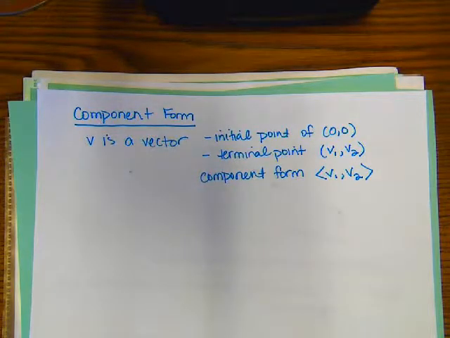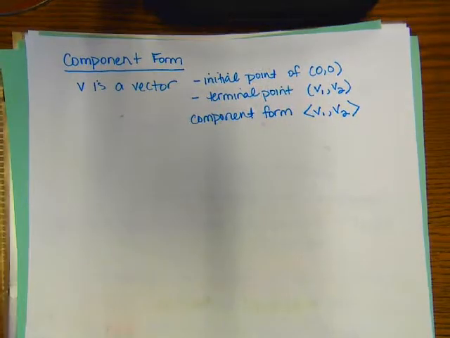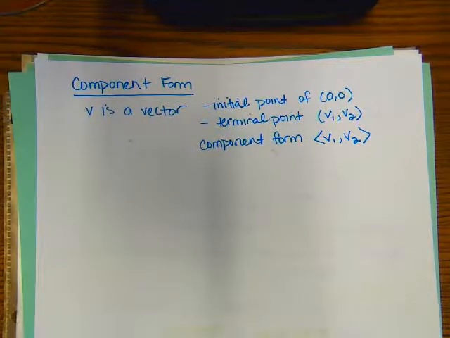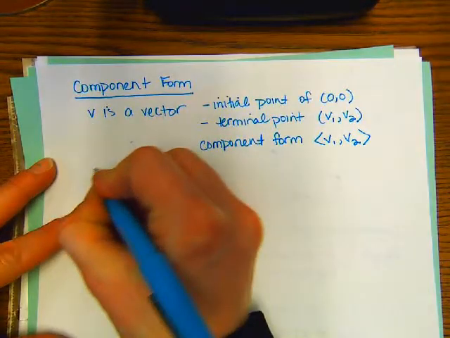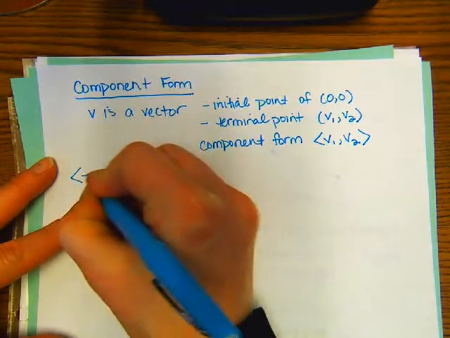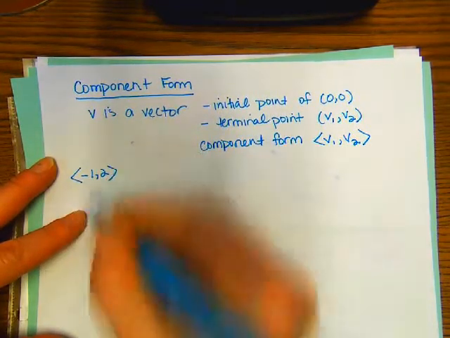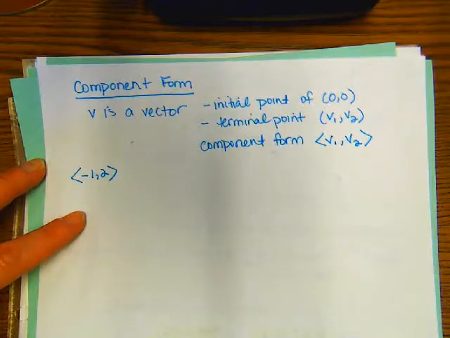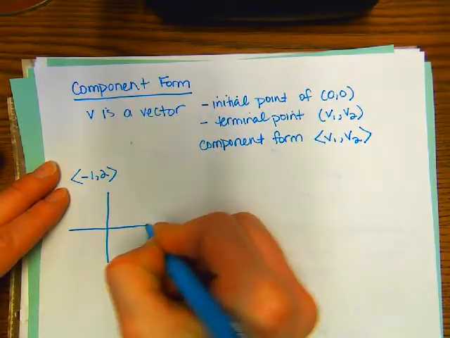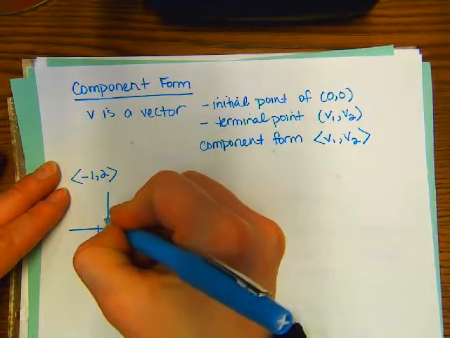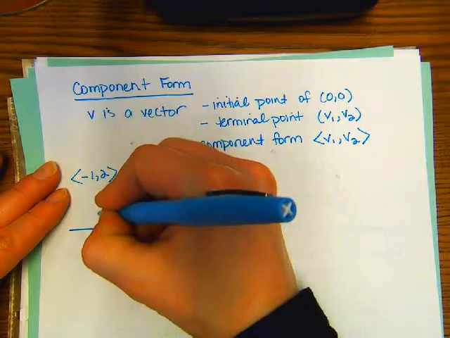Okay. So what I mean by that, let's do one. If I was taking a look at a vector and it was vector -1, 2, if it was written this way, all that means is it starts at 0, 0, and it ends at -1, 2. A picture of that vector then would be like this.